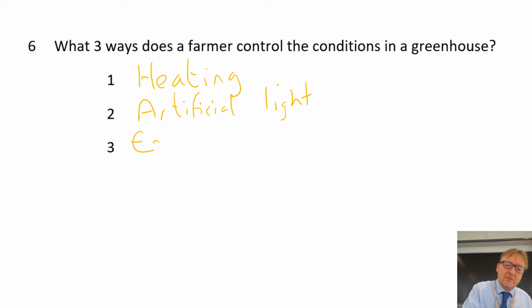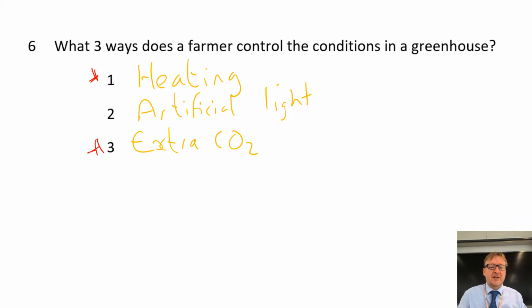And they're also going to add in extra CO2. So sometimes what they can do is put a paraffin burner or a paraffin heater in there, and you get your heating and you also get extra carbon dioxide in there. So it kind of hits 2 things.